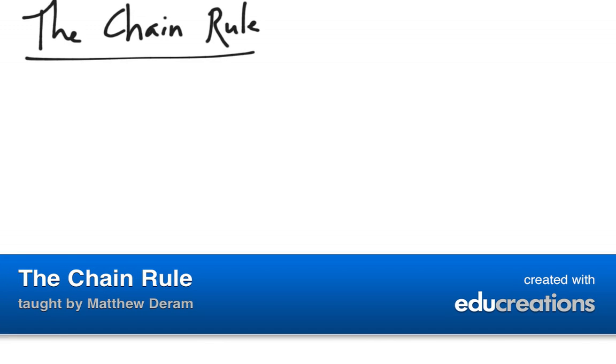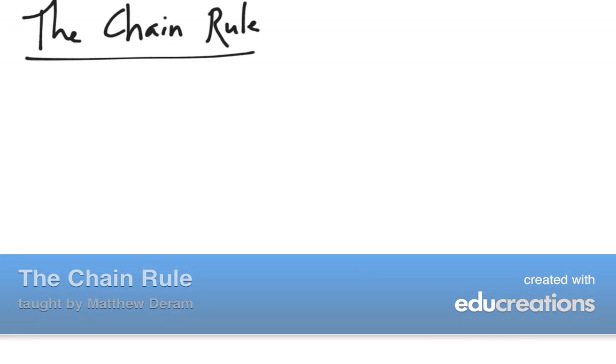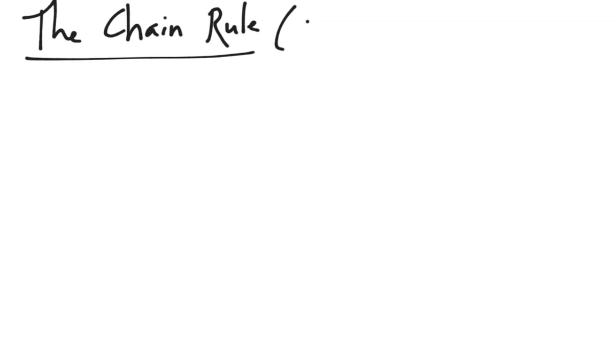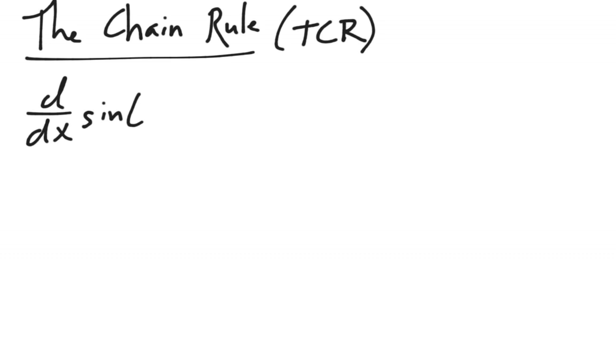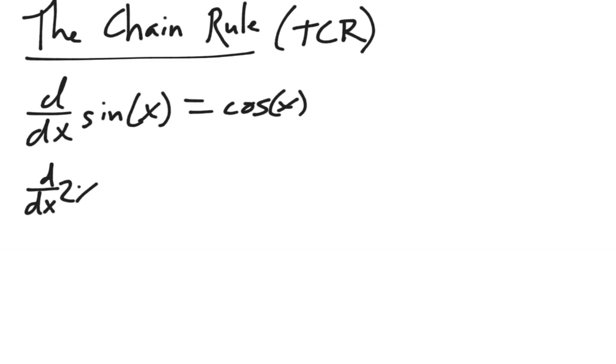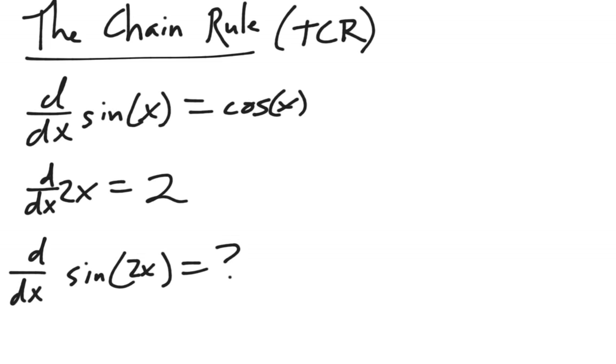This video is on one of the most useful derivative rules, which is called the chain rule, or TCR for short. To introduce the chain rule, I'm going to look at a special problem. So we know that the derivative of sine of x is positive cosine of x. And we also know that the derivative of 2x is simply 2. But what is the derivative of sine of 2x? Well, we don't know yet, but with the chain rule we'll be able to answer this question.